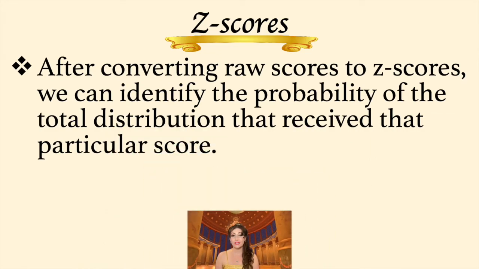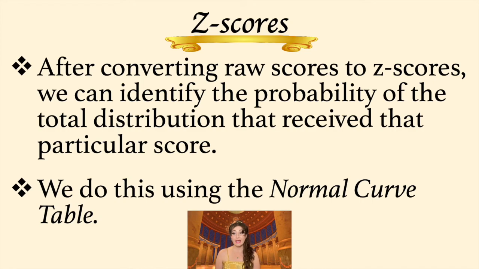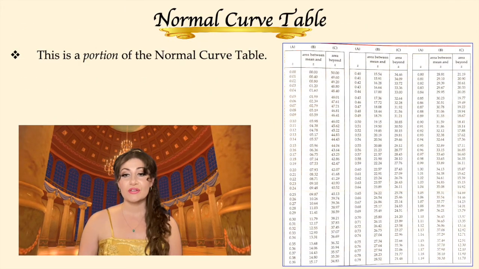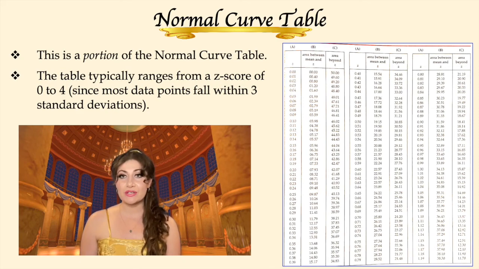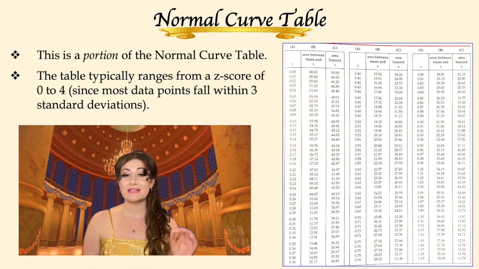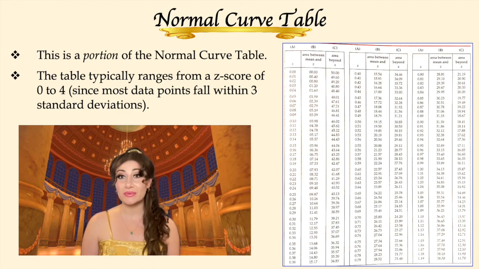After converting raw scores to z-scores, we can then identify the probability of the total distribution that received that particular score. And we do this using the normal curve table. This is a small part of the normal curve table. The table typically ranges from a z-score of 0 to 4, since most of the data points fall within 3 standard deviations above or below the mean. 4 is kind of our maximum cutoff point.